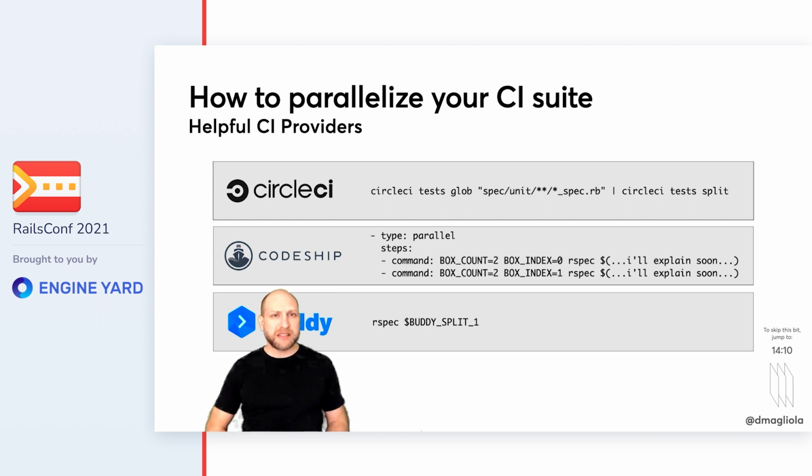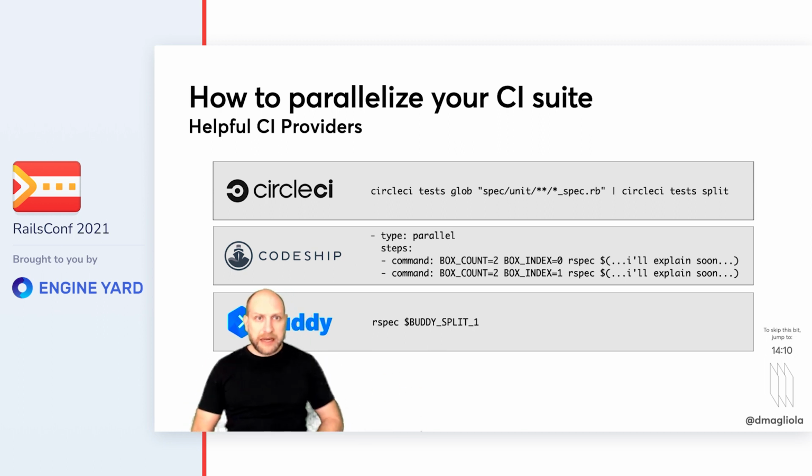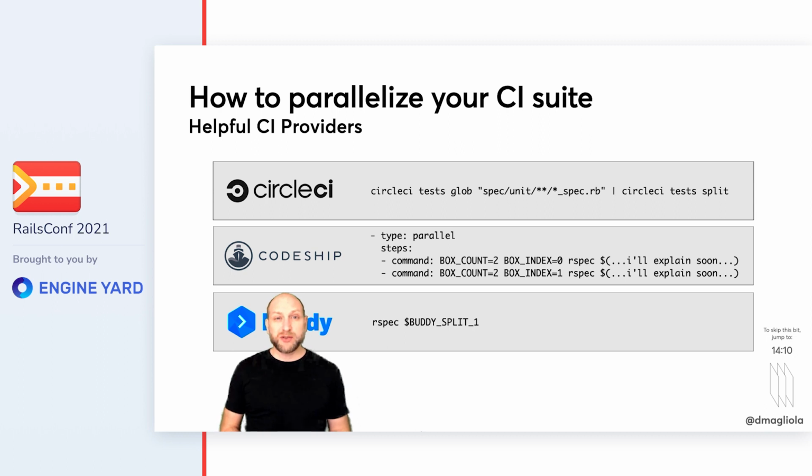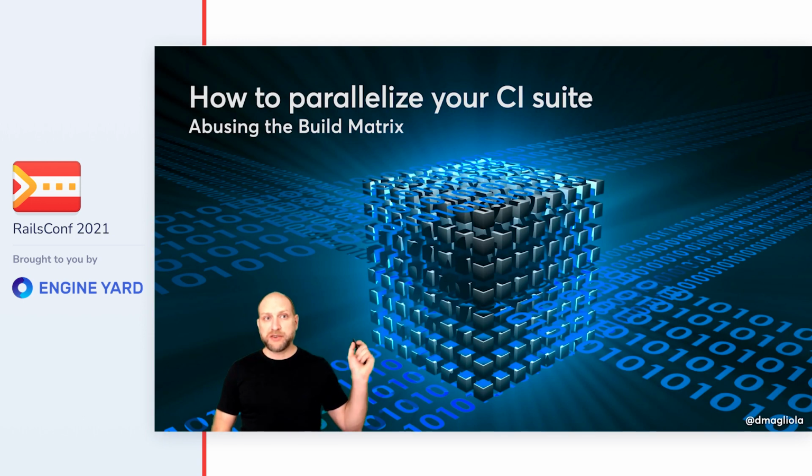Buddy, for example, has something similar to Circle, where they will split the files for you ahead of time and put the list of files for each machine in these env variables called buddy split 1, buddy split 2, etc. And you can just use those directly, pass them on to RSpec. Now, sadly, most providers don't have any tools to do this directly, but you can do it yourself if you slightly abuse a feature that almost all of them have: the build matrix.